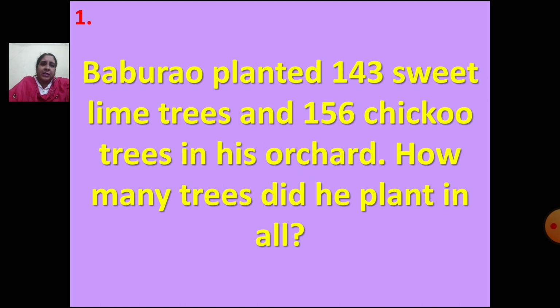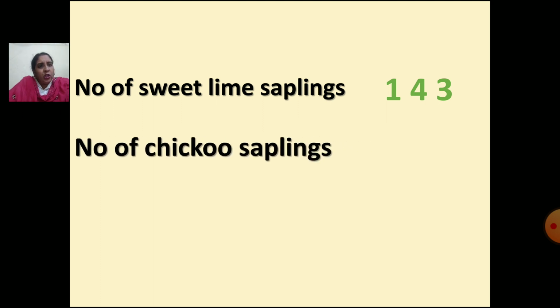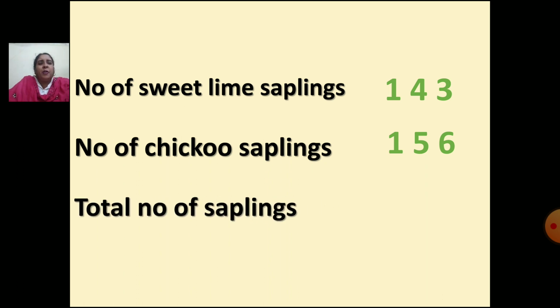Okay, now let us start. So first statement we are going to write. What will be the first statement? Yes, number of sweet lime saplings. How many sweet lime saplings are there? Yes, so you will put equal to 143. Then number of next statement. Next statement will be number of chiku saplings. How many chiku saplings are there? Yes, 156. Now we will write third statement. What we have to find out? Yes, total number of saplings.